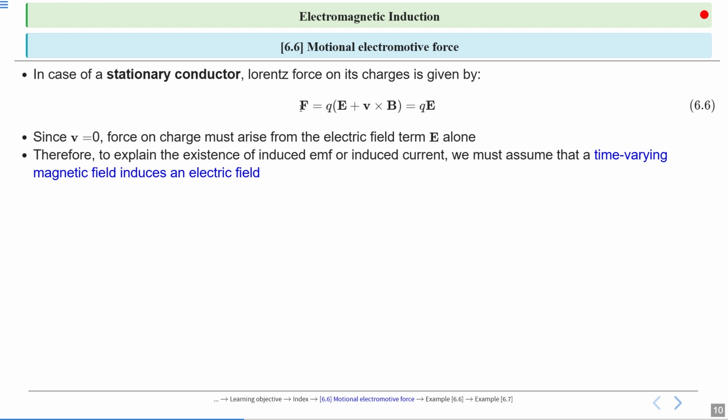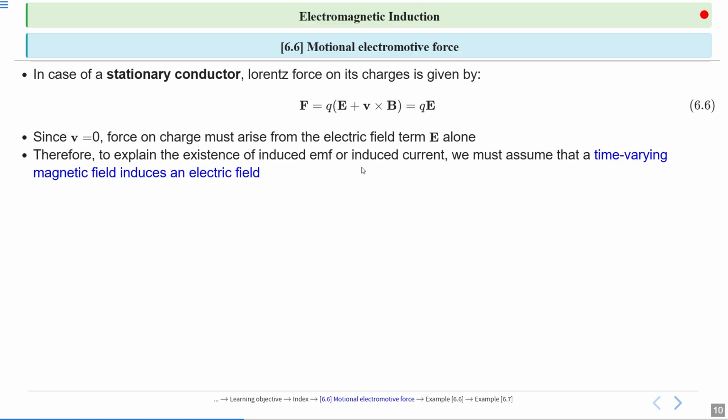Then how is the Lorentz force experienced by the charges? Lorentz force is being experienced even if the conductor is stationary. Since v equal to 0, the force on the charge must arise from the electric field E alone. Therefore, to explain the existence of induced EMF and induced current, we are changing the magnetic field only.